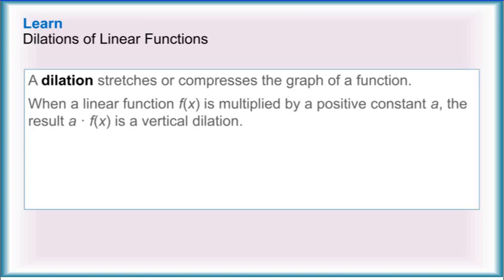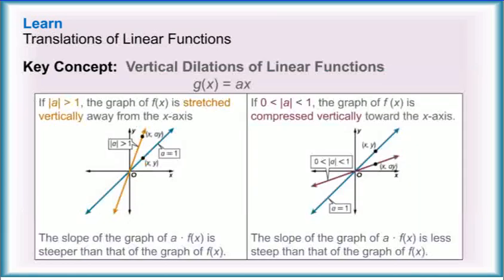So a stretch means you're going in both directions, up and down. A compression, a vertical compression, means you're squeezing it from top to bottom, so you're making it flatter. So when it comes to our graph, it says if the absolute value of a is greater than 1, then the graph is a vertical stretch.